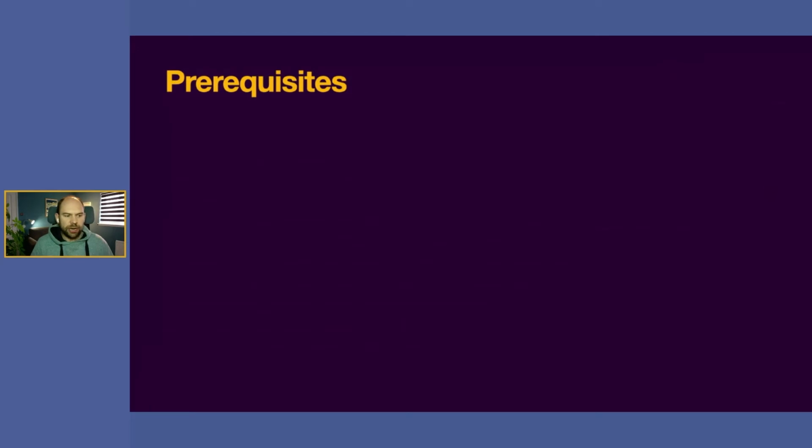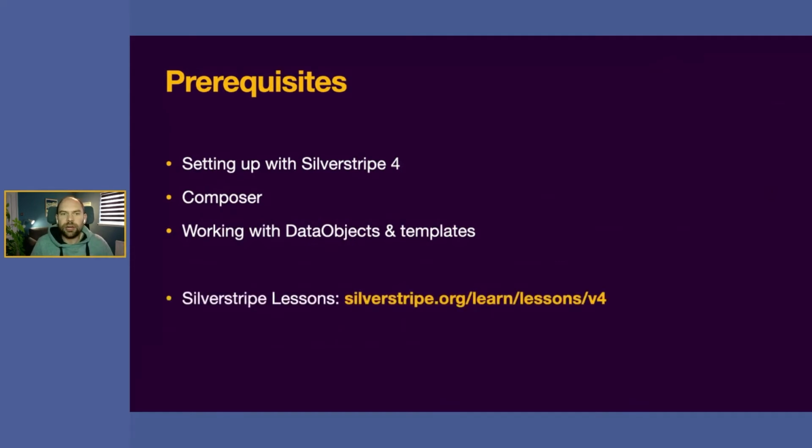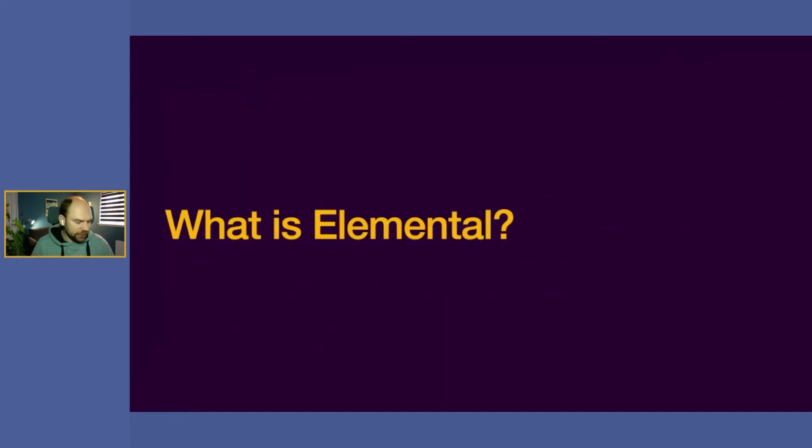So just to make it clear, I'm assuming here that you're already comfortable with setting up a Silverstripe based website. That's including installing modules using Composer and working with data objects and templates. If you're not, a good place to start is the official Silverstripe lessons created by the great Uncle Cheese. Also, I believe Herbert's doing a talk later this afternoon, part 2 of his Starting with Silverstripe CMS, so that would be well worth checking out too. Right, let's get on to it.